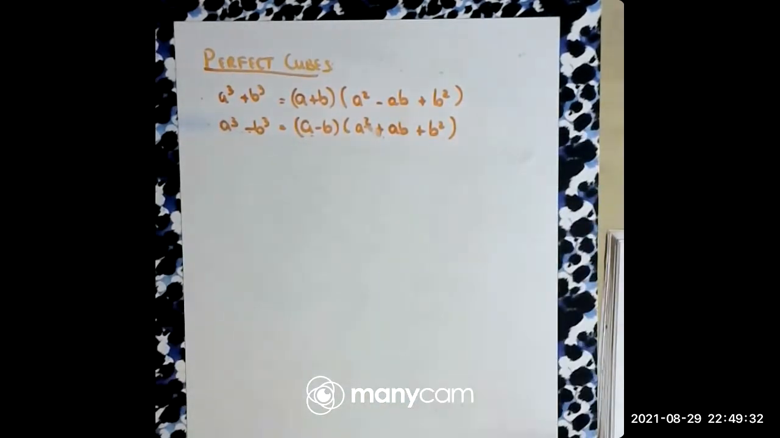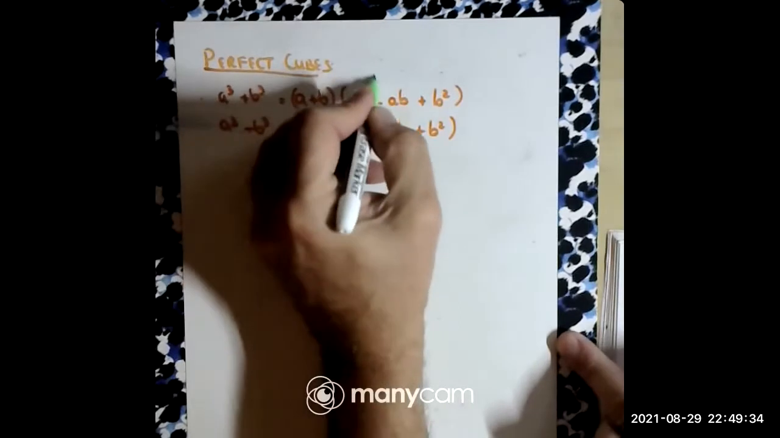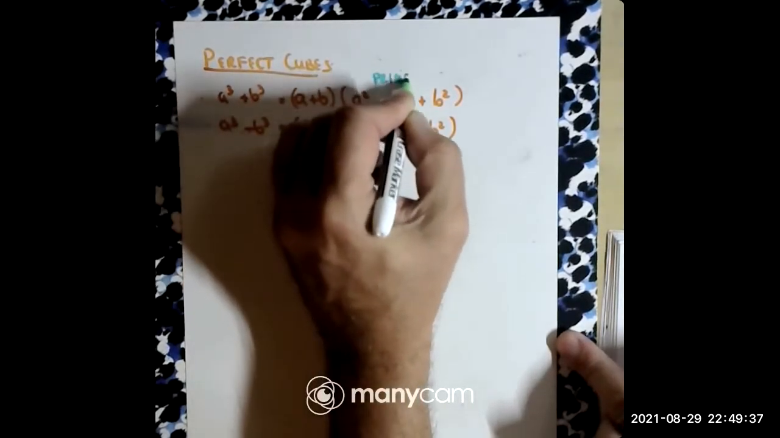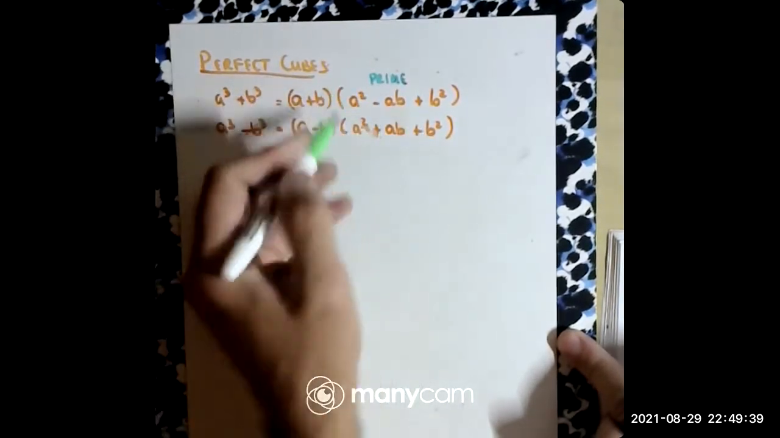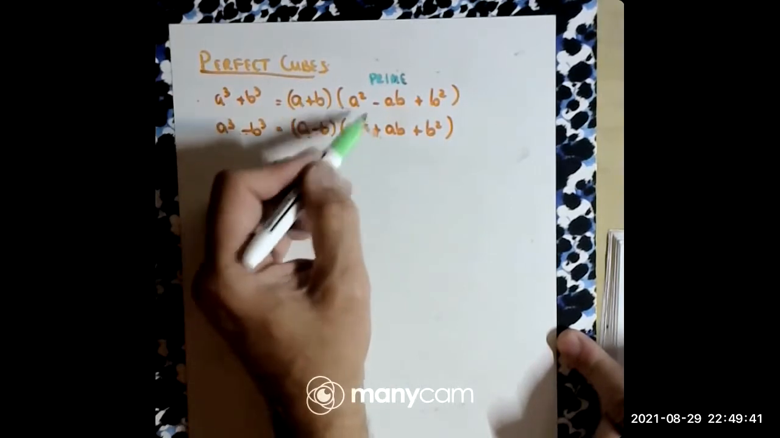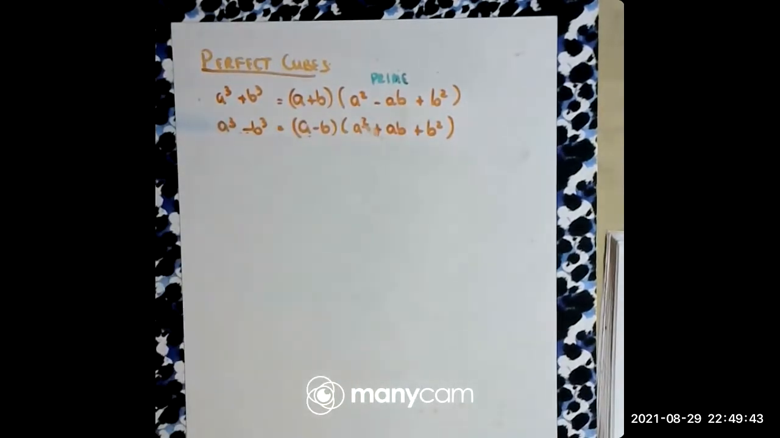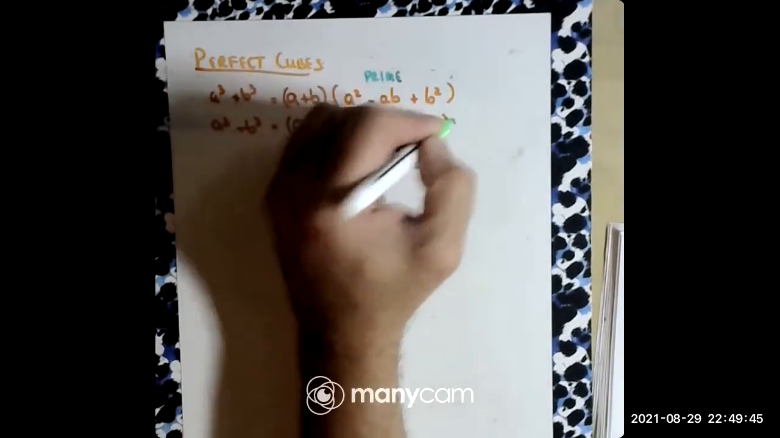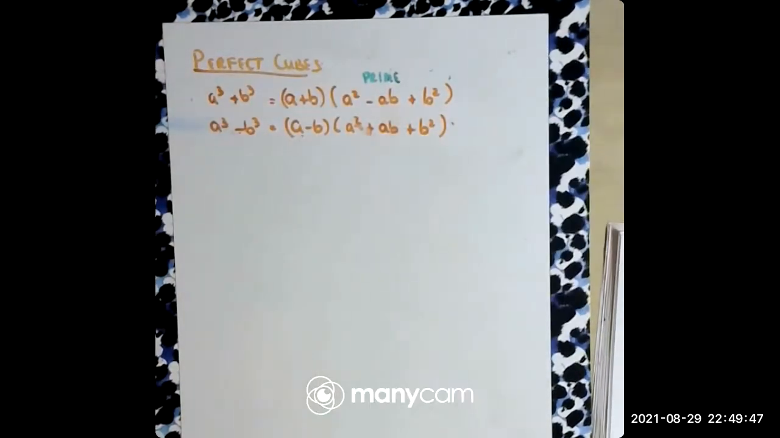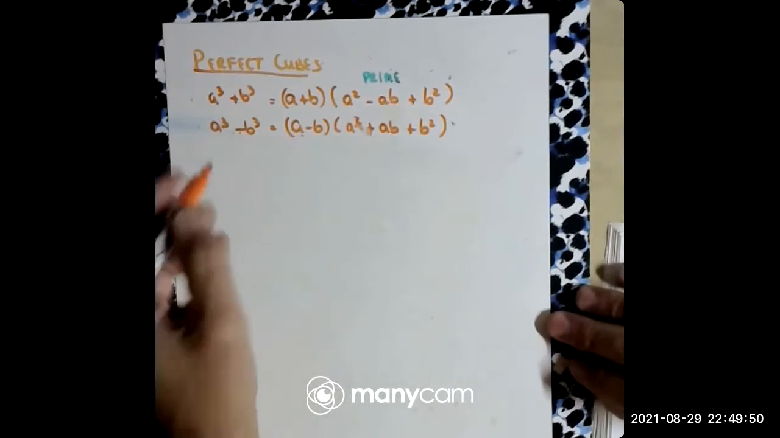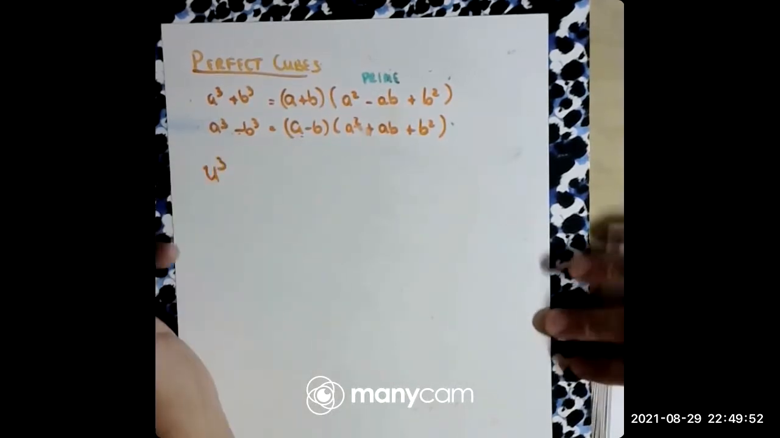Something that I should mention, this trinomial here is prime, this guy here. Therefore, they don't factor anymore. This is it. That's its simplest form. These guys are prime, this guy and this guy. Anyway, let's go ahead and try two examples of this. They're not that difficult to recognize.